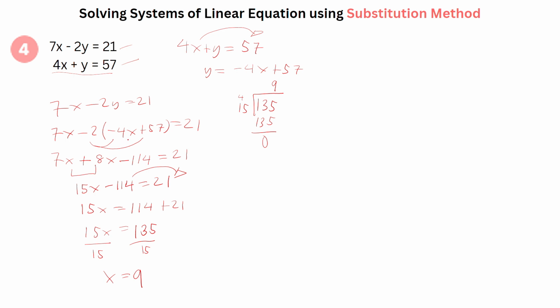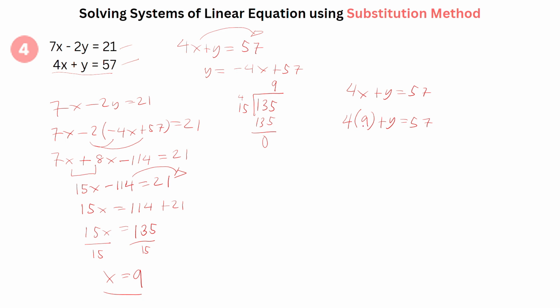Now, are we done? Not yet, because we still have to solve for the value of y. Again, how do we solve for the value of y? We can select either of the two equations. So let's say we use the second equation, the 4x plus y equals 57. Again, what we're doing is we're solving for the value of y. And then we already have the value of x. What is the value of x? That is 9. So I'll put here 4 times 9 and then plus y equals 57.